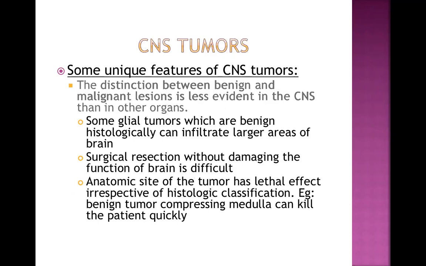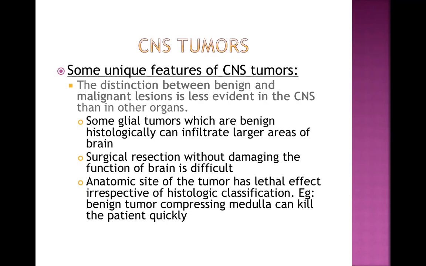There are so many points for this uniqueness of central nervous system tumor. The important point is that the distinction between the benign and malignant lesion is much less evident in the CNS than in other organs. Let me explain this in an easy way. Whatever tumor is there inside the brain, whether it is benign or malignant, we should take it very seriously. Of course, everyone will take a malignant tumor seriously, but even the benign tumor we should take just like a malignant one. Why? What's the reason?